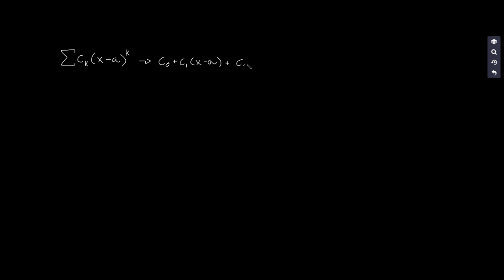plus c sub 2 times x minus a squared plus c sub 3 times x minus a raised to the third. And then this continues on, and let me see. For c sub n, I think this is how it goes. I'm kind of trying to just do this impromptu here. For c sub n times x minus a raised to some power n, and that's where it stops.